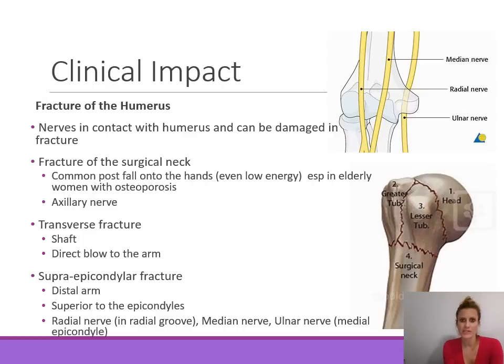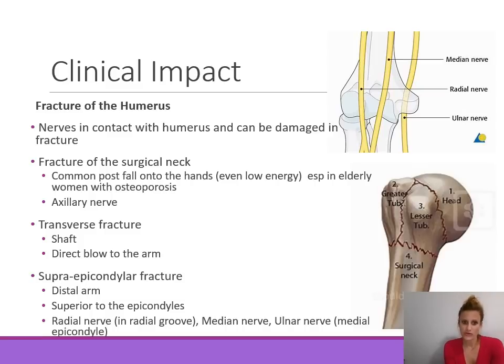Fractures of the humerus can occur at multiple different levels or areas of the humerus, and the specific implications of that fracture differ depending on where the fracture occurs. There are quite a few nerves that are in close contact with the humerus, so depending on where the fracture is, different nerves of the arm can be affected.